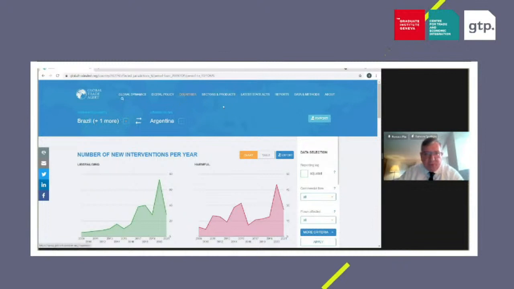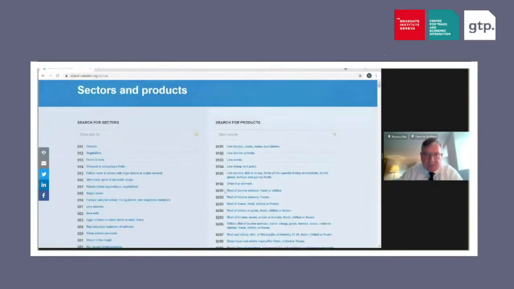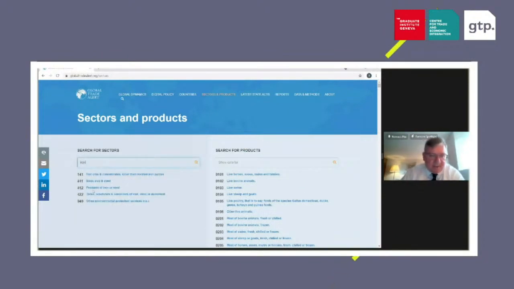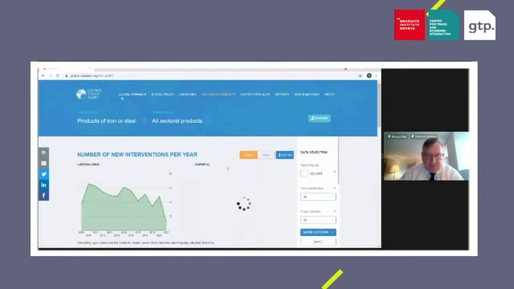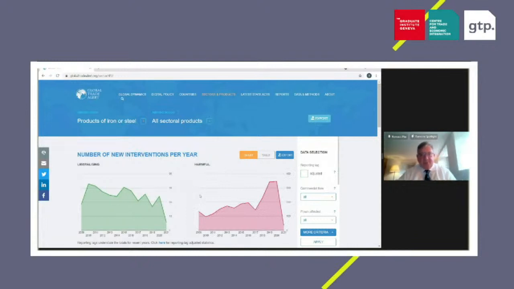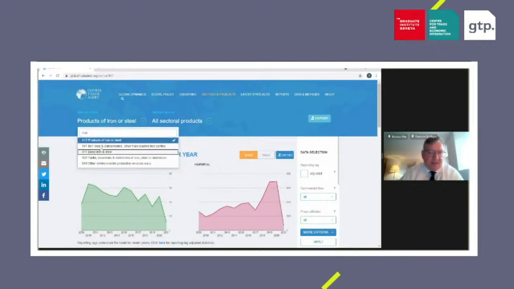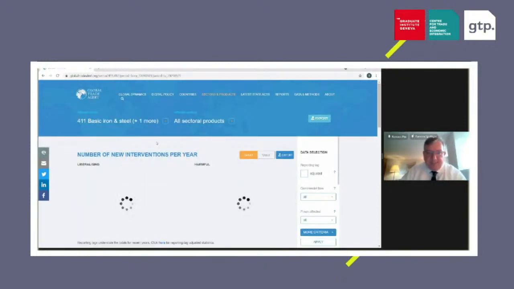Now, what I've shown you for countries can be done for sectors as well. And here you can identify the sectors or the 4-digit product codes which you want to track. And you can do exactly what I've just described earlier. So if we type in iron and steel, we could choose products of iron and steel, and this will reproduce the statistics for iron and steel. You can then combine products of iron and steel with basic products, basic iron and steel, and so you can have multiple sectors where you can extract data.